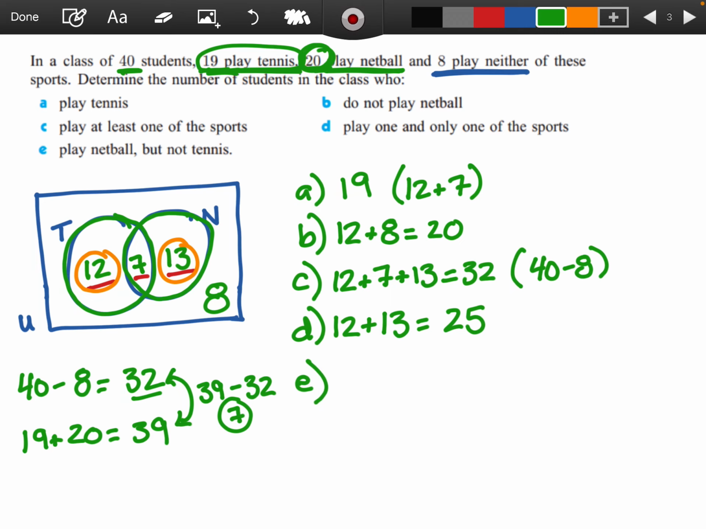And then last part of the question, how many people play netball but not tennis? So they're in the netball circle, but they're not in the tennis circle. So that's only the 13 on the outside. Okay, and that sort of wraps up 3 examples of how to use Venn diagrams to solve word problems.